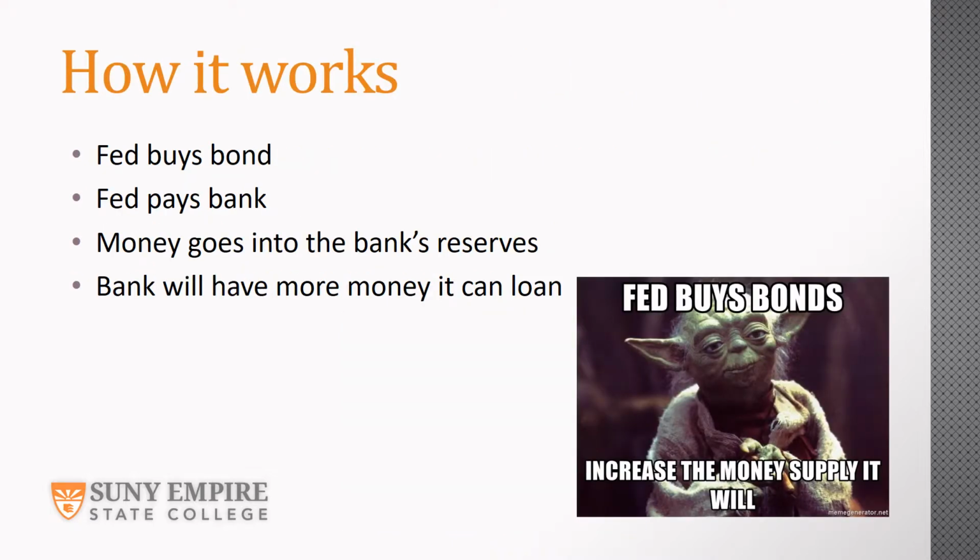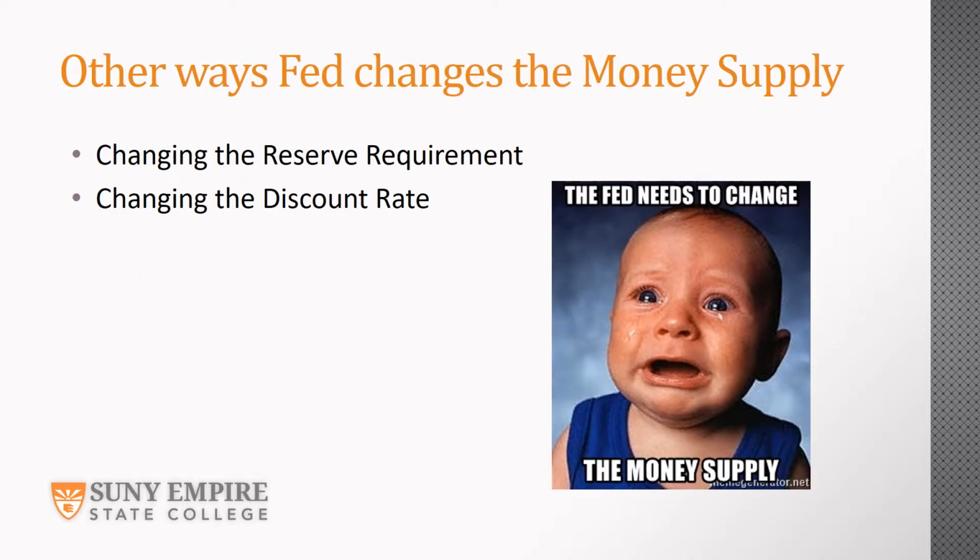Let's look at the case where the Fed looks to increase the money supply. First, the Fed buys a bond from a bank. The Fed pays the bank, which places additional money into the bank's reserves. This allows the bank more money to lend out, which increases the money supply. There are other ways the Fed can change the money supply. The Fed could change either the reserve requirement or the discount rate.